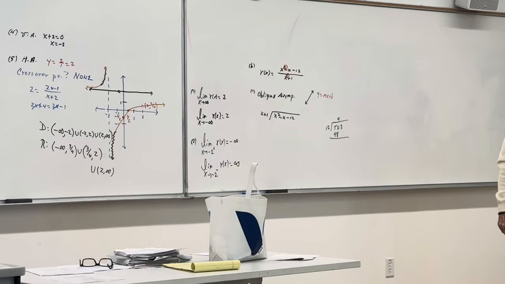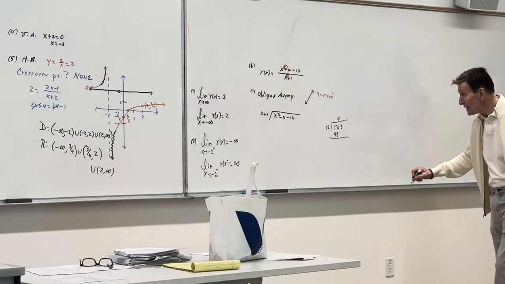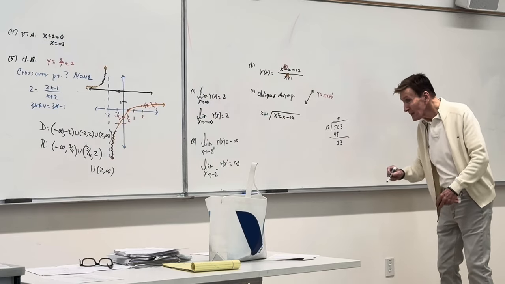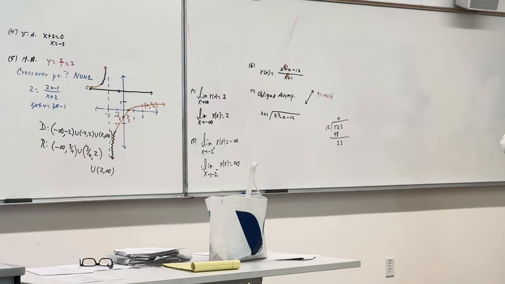What did we do next? We subtracted. 50 subtract 48 leaves me right now 2. You bring down your next term, which is 3, and you start dividing again. Now how many times will 12 go into 23? 1.